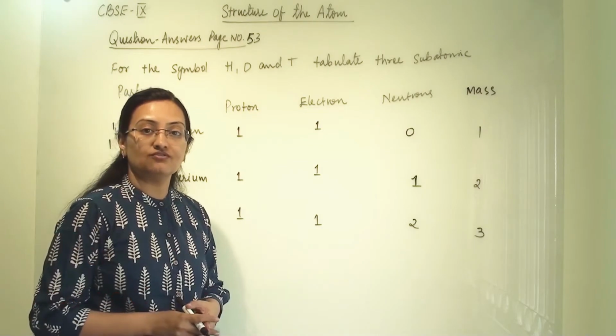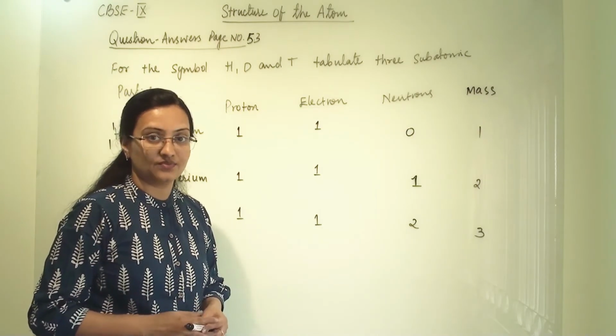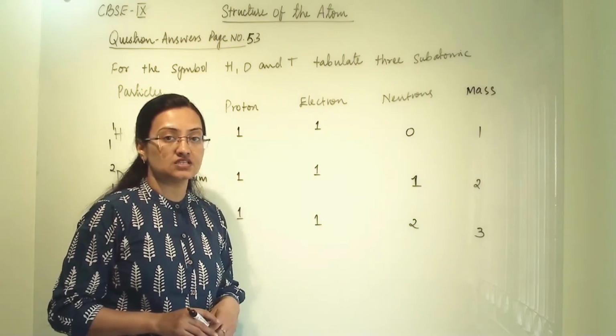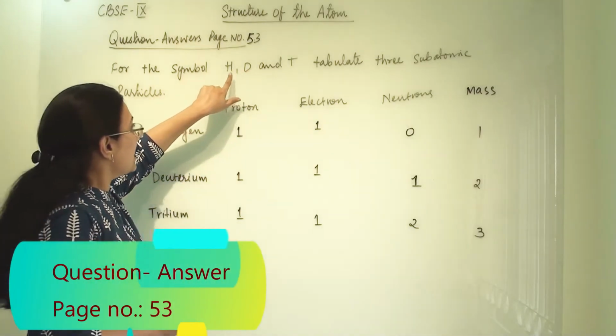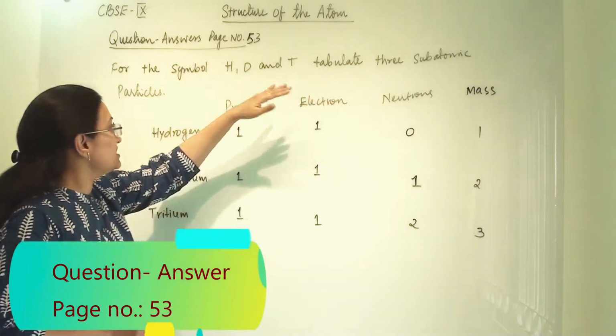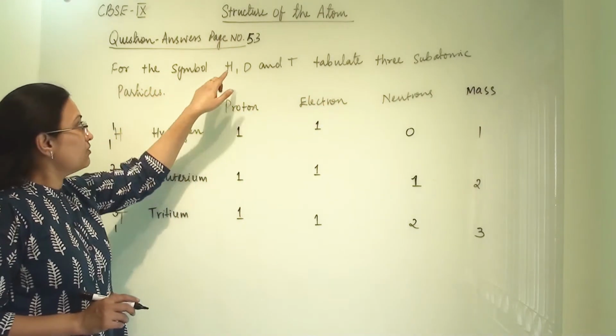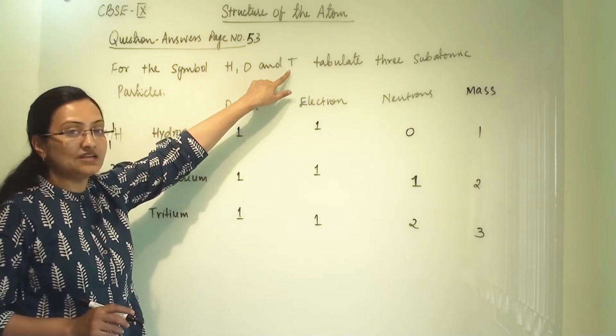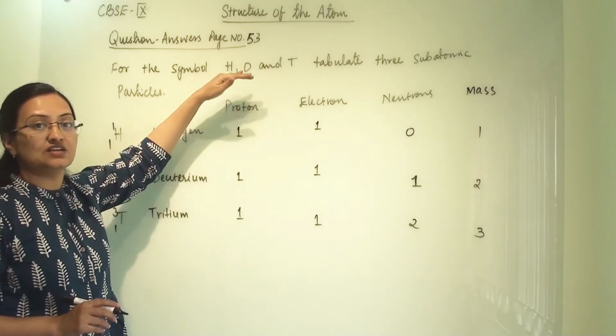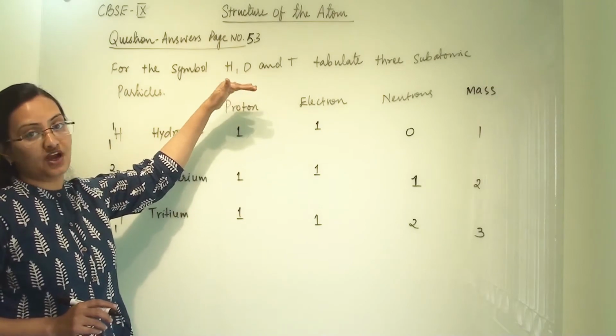These questions are from chapter The Structure of Atom, and this chapter is under CBSE standard. So the question is, for the symbol D, H and T, tabulate the three subatomic particles. Now H stands for hydrogen, D for deuterium and T for tritium. These are three isotopes of hydrogen.